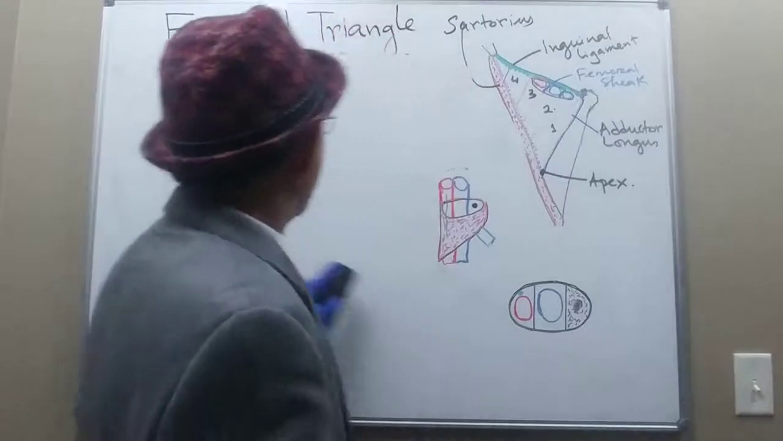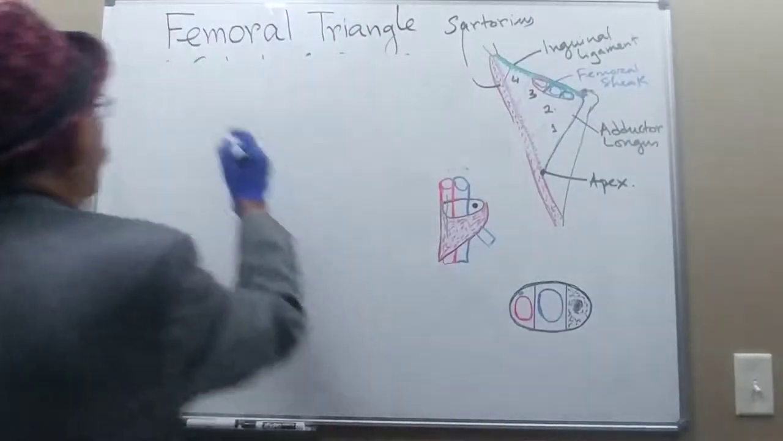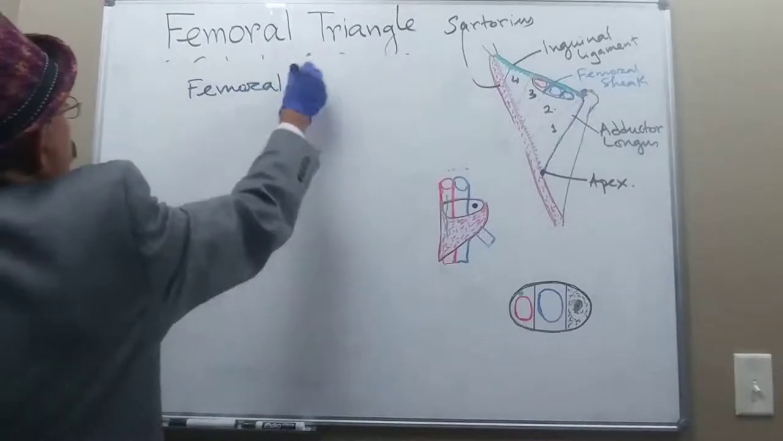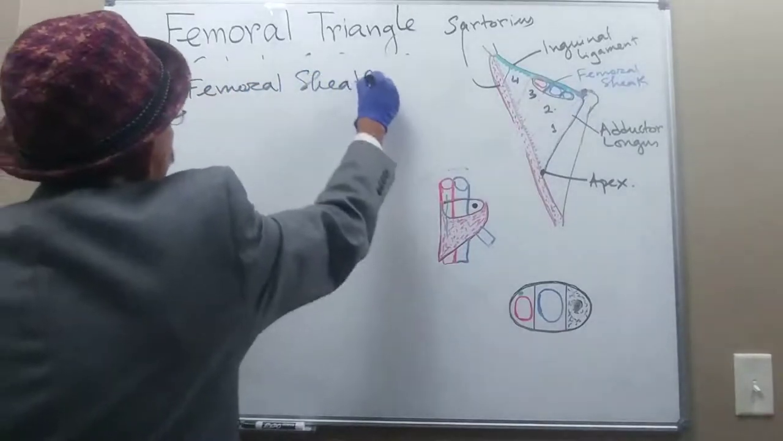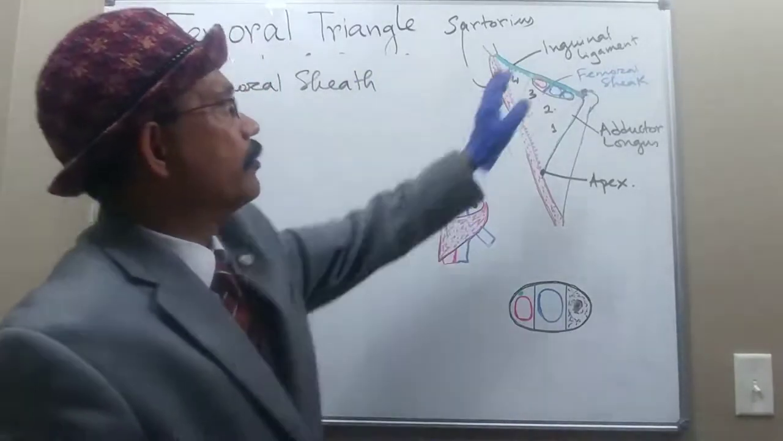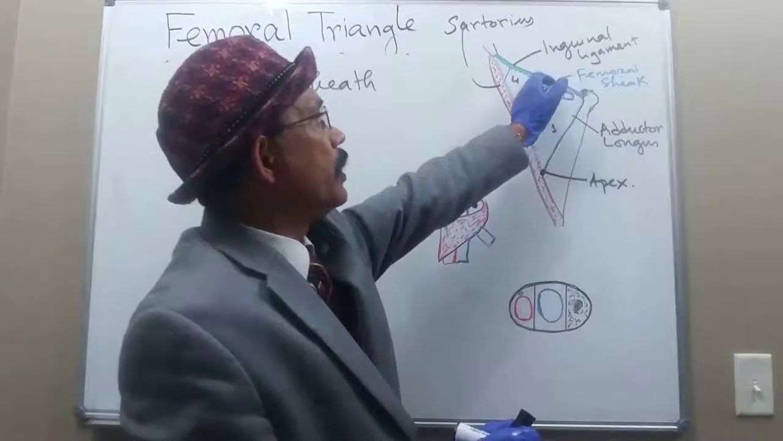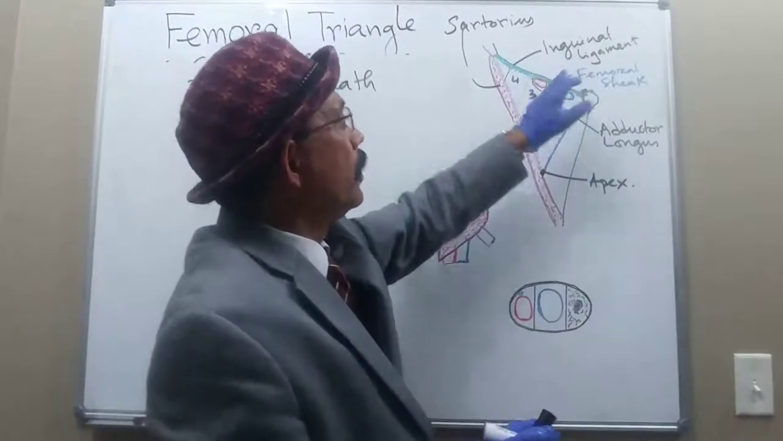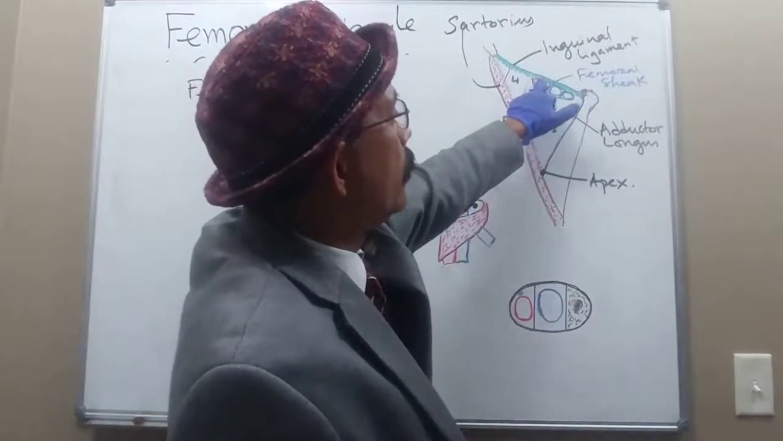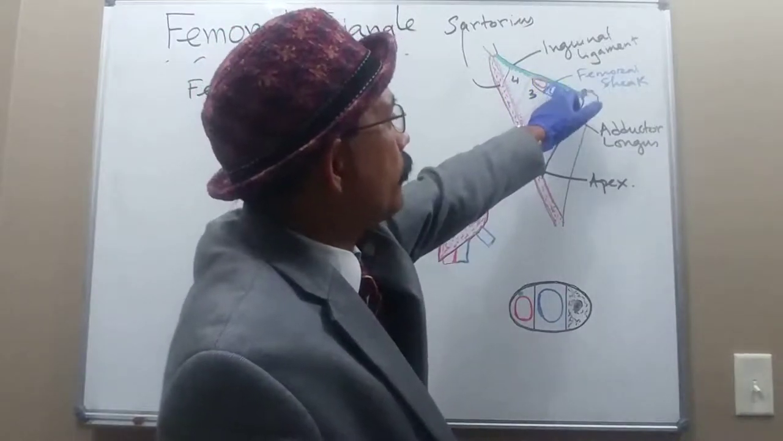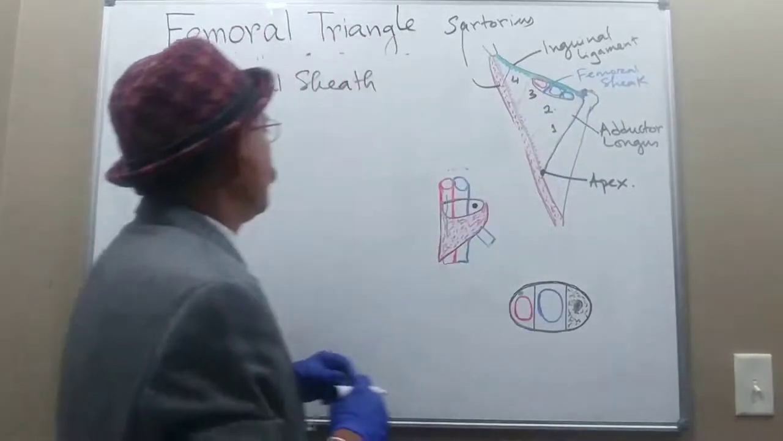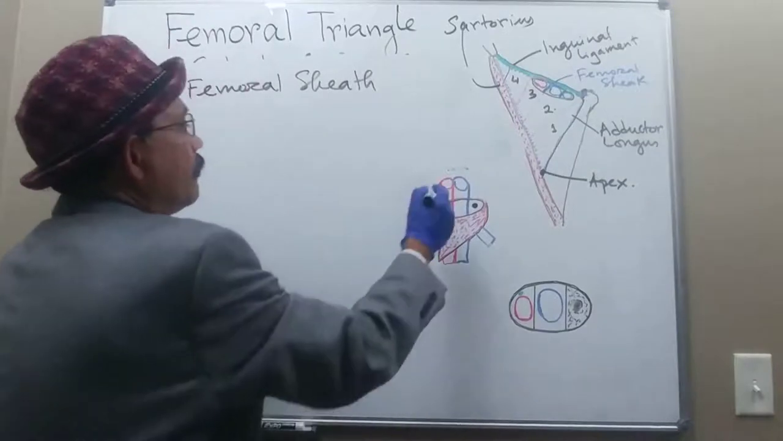Now we emphasize the femoral sheath. How is it formed and where is it located? The femoral sheath is located just medial to the midinguinal point. At the midinguinal point, we have the femoral artery. Then, just medial to that is the femoral vein, then the femoral canal. So, this is the femoral artery.